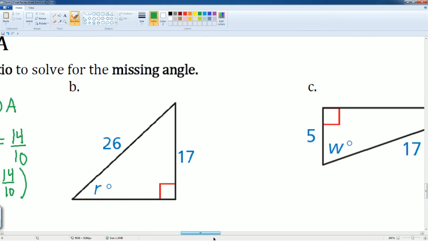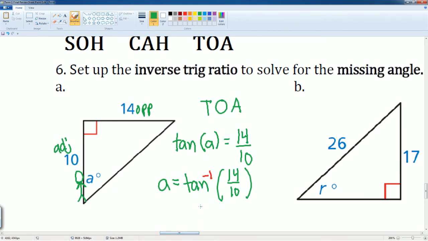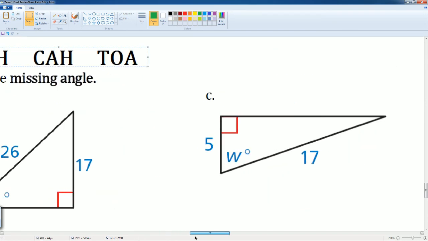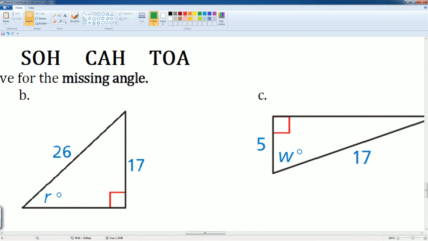Let's look at B. Let me bring this over so we can use it. So this is our guy right here. And we saw that 17 is our opposite, that's our farthest away. 26 is our hypotenuse. So here we have opposite and hypotenuse. So that is, no, that's not CAH. SOH. Yes, that's correct. SOH.